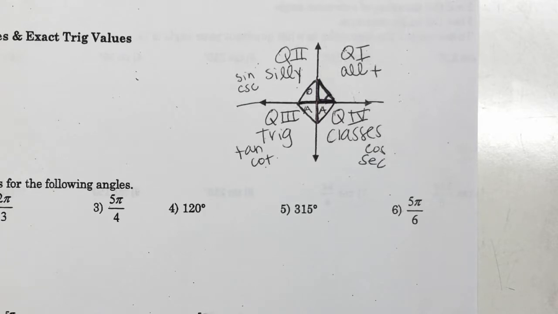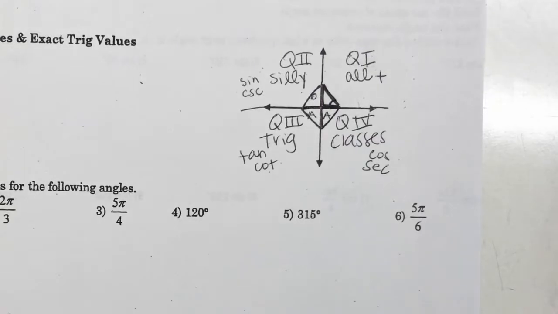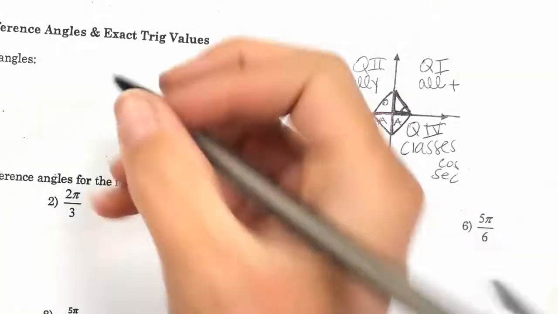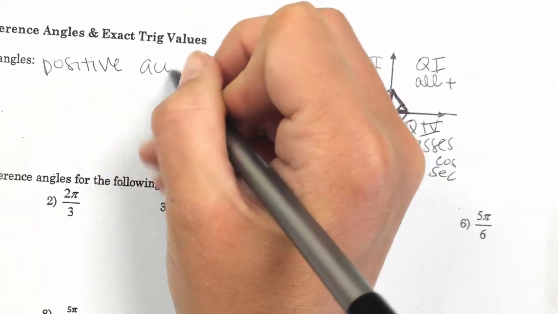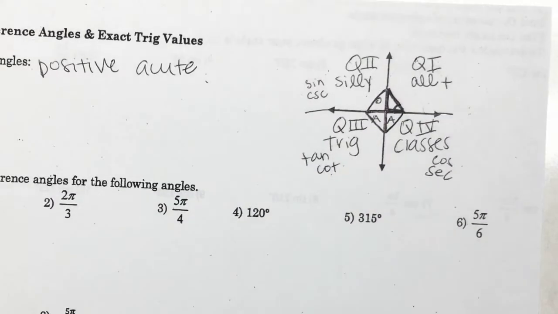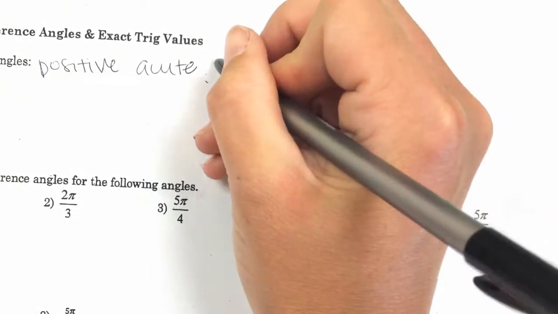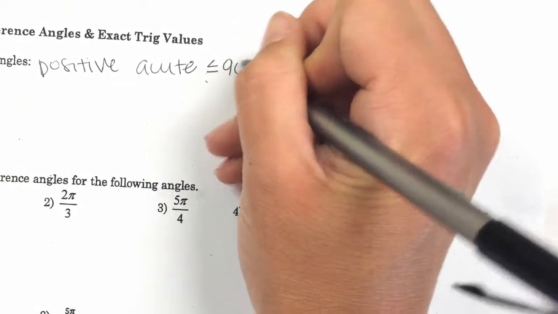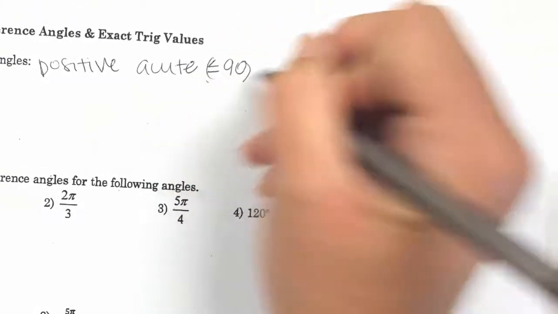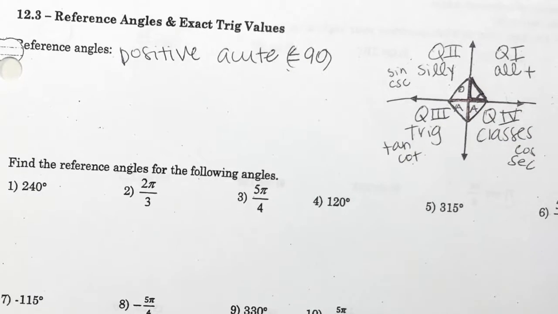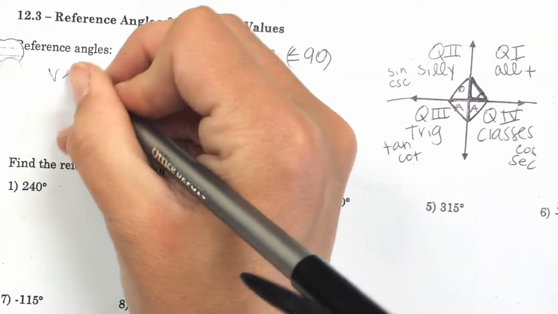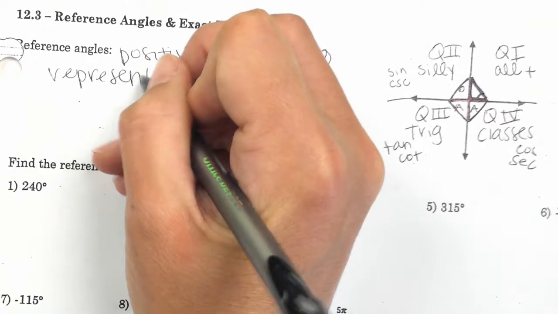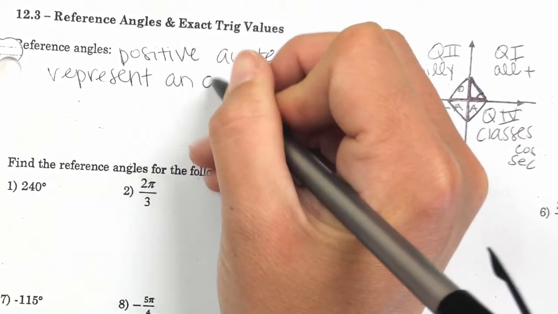Okay, so reference angles is what we're talking about. We need to write the definition out, and that's going to be positive acute. Anybody remember what acute means? It's where it's less than 90 degrees. Good. Less than, let's put or equal to 90 degrees, in parentheses, just to remember. So reference angles have to be less than or equal to 90, and they're always positive, and they represent an angle of any measure.